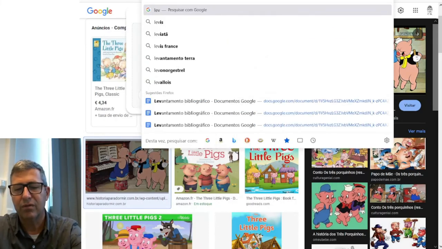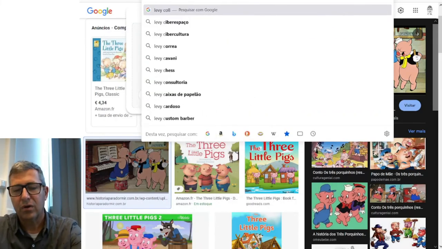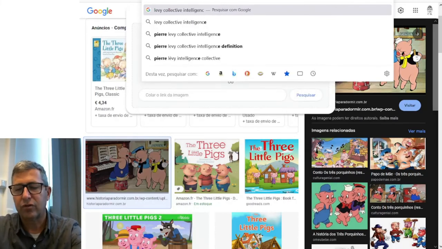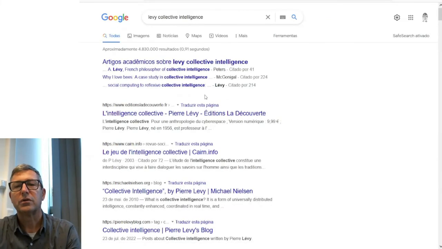Lévy. Collective intelligence. Where is it? L'intelligence collective. Okay. There's an interesting book in which he talks a lot about knowledge management, but he talks in a more philosophical way.